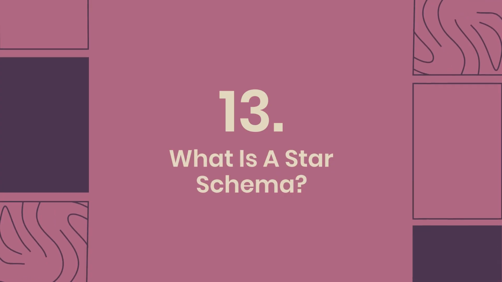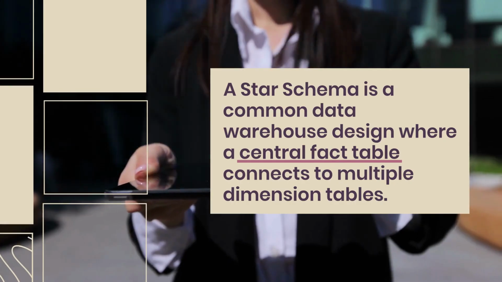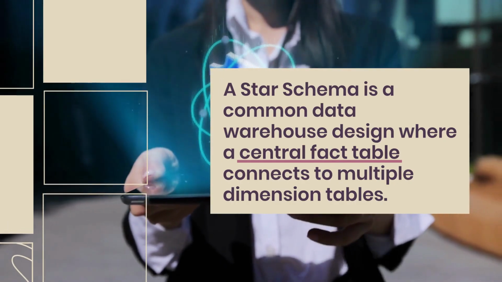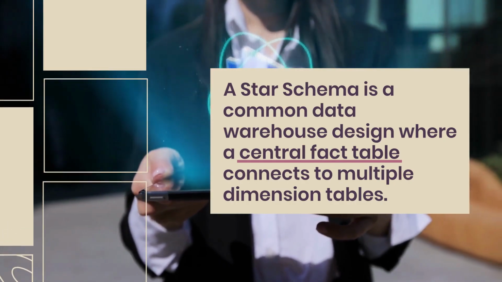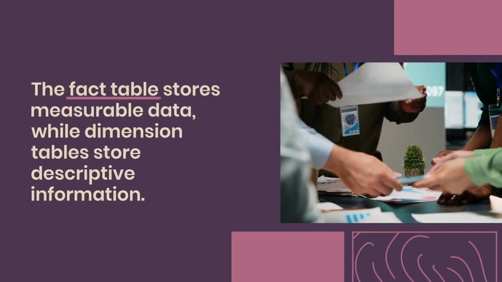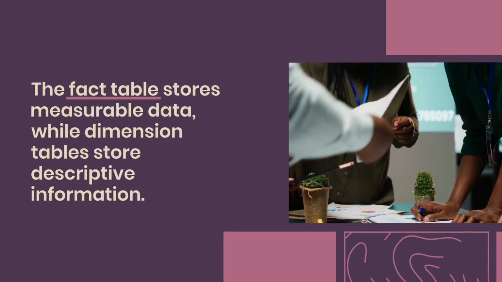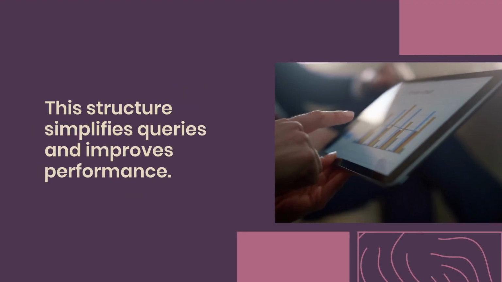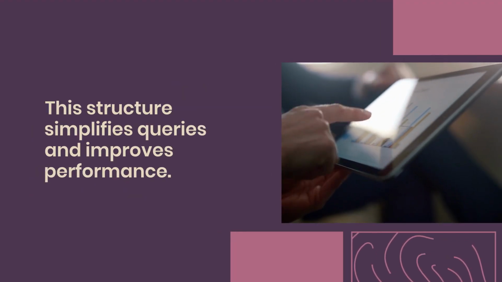13. What is a star schema? A star schema is a common data warehouse design where a central fact table connects to multiple dimension tables. The fact table stores measurable data, while dimension tables store descriptive information. This structure simplifies queries and improves performance.